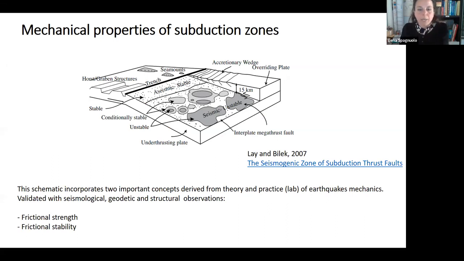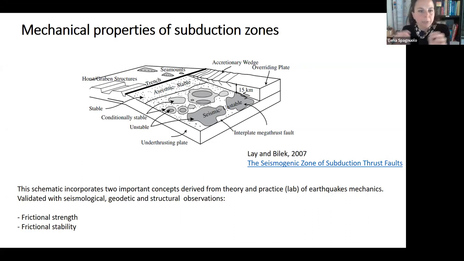So this is a quite famous sketch of a subduction zone. This one became quite popular in recent years, and a large number of authors are adding details and recent observations. These schematics essentially envisage here a region of a stable, aseismic region made of these sediments. And this was from Ley and Bilek back in 2007.